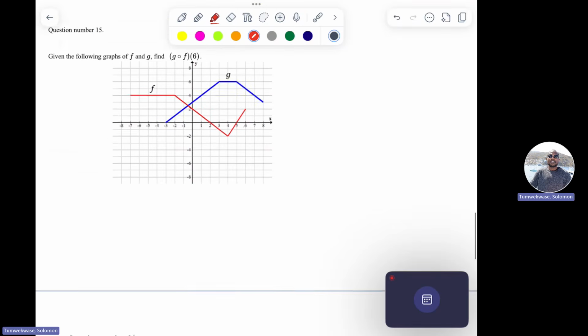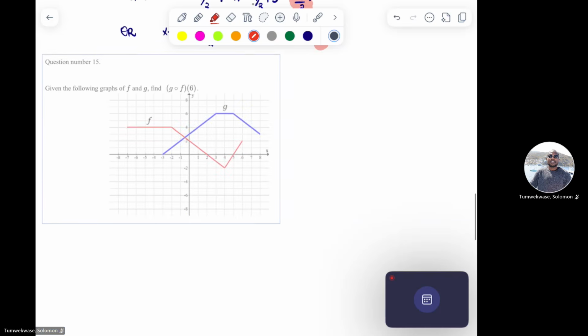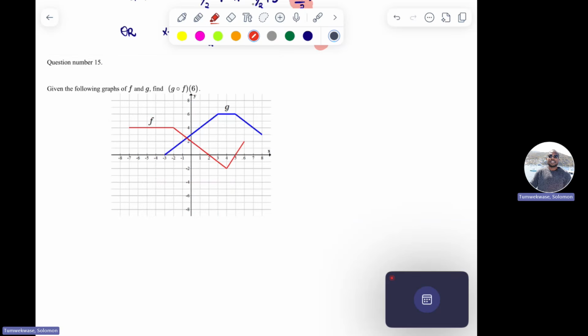Let me first go over question 15. So question 15, we just want to find a composite function value, but using a graph. So remember what this means. G composed with f at 6 means g of f of 6, right? So what does this mean? This means that I first go to the graph, I determine what f of 6 is.